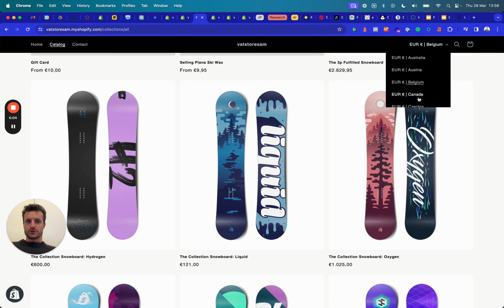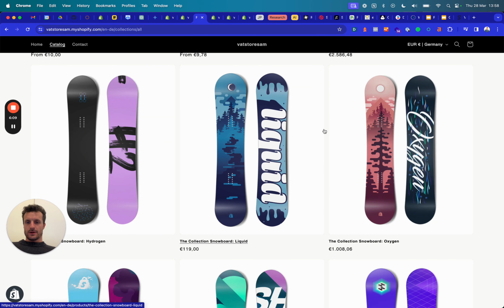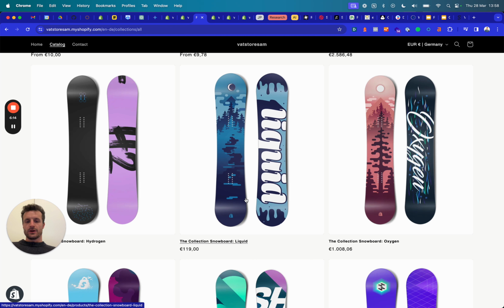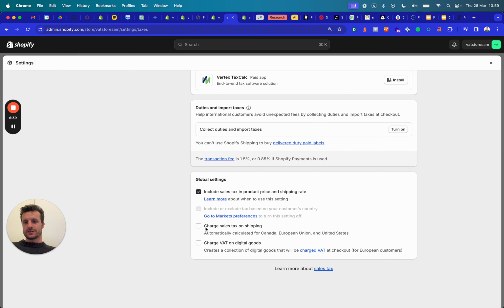So for example, if I now switch to Germany, you will see that the price of the product is 119 euros. Why? Because what Shopify does here is it knows that we are selling it for 121 in Belgium, that we included the taxes in this product. So it means that the price excluding VAT is 100 euros. It always calculates that based on the base VAT rate of your primary market. And then it adds the local VAT for that country if, again, this checkbox is checked.